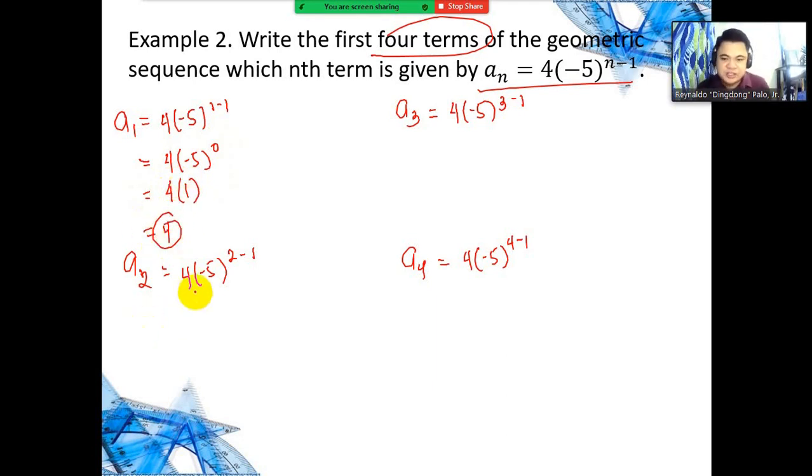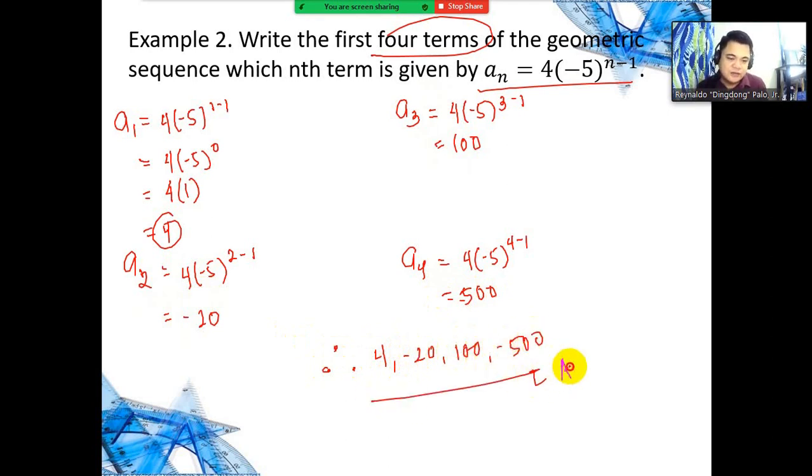Same thing with this one. You can just simply compute this using your calculator to make your life easier. So it's now negative 20. Here it's 100, while here it's negative 500. Therefore, the first 4 terms of the sequence are 4, negative 20, 100, then negative 500. So these are your final answers.